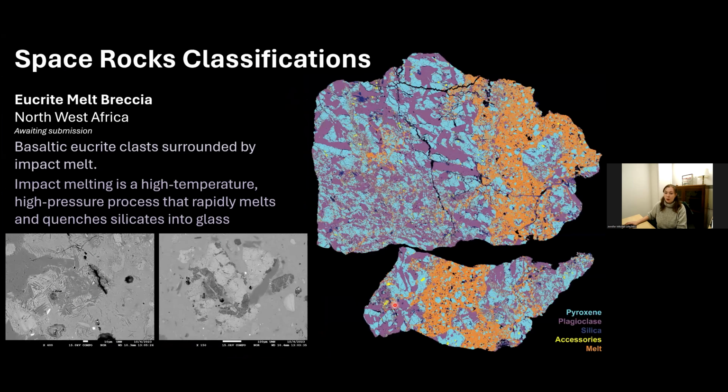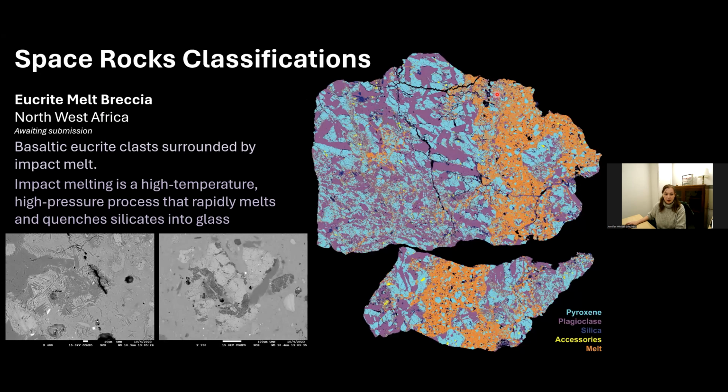And then lastly, this is one that I've been working on recently. This is a eucrite melt breccia. Eucrite is one of my favorite groups of meteorites. These are plagiobasalts. I think they're really pretty. But this one's really cool because it's full of impact melt. So we have these nice big clasts in there of pyroxene and plagioclase.